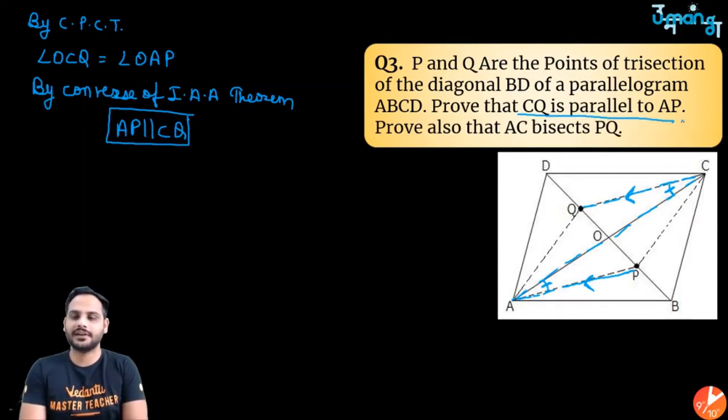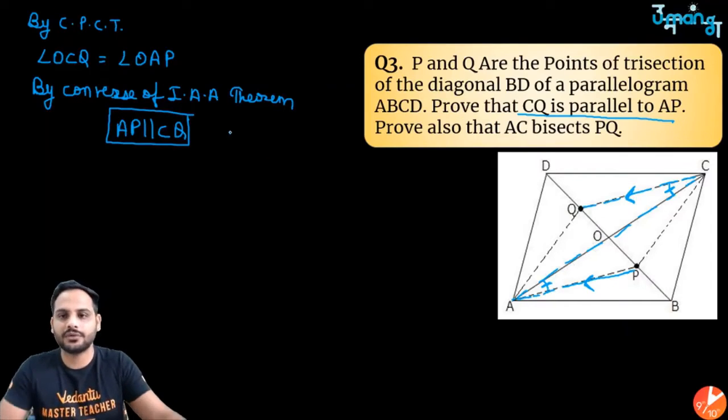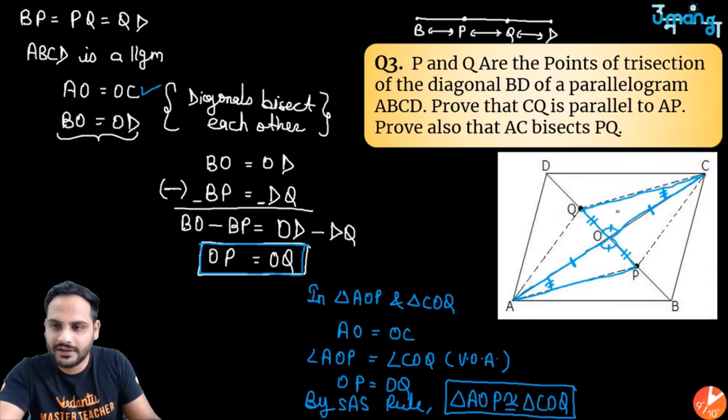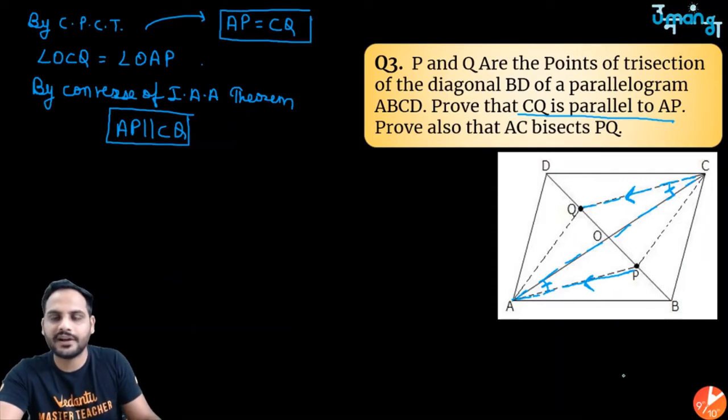अब देखो AP and CQ we have got parallel. Also भाई we have got these two triangles congruent. तो CPCT से एक और बात आती है, that is AP is equal to CQ. ये भी तो बोल सकते हैं by CPCT. Both the triangles are congruent.